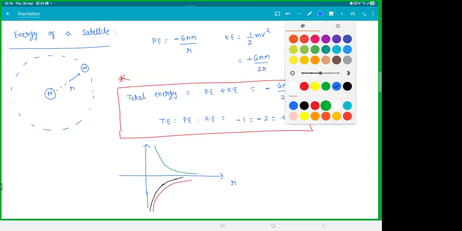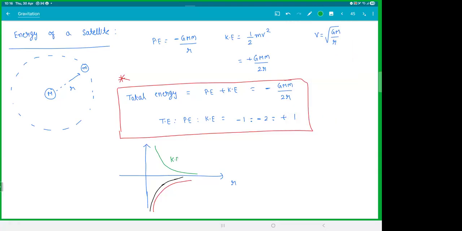So kinetic energy is positive, so the green one is your kinetic energy. Potential energy is more negative, so the red one is the potential energy. The black one is your total energy. That's also a question based on graphs. All are rectangular hyperbolas. All clear with this?